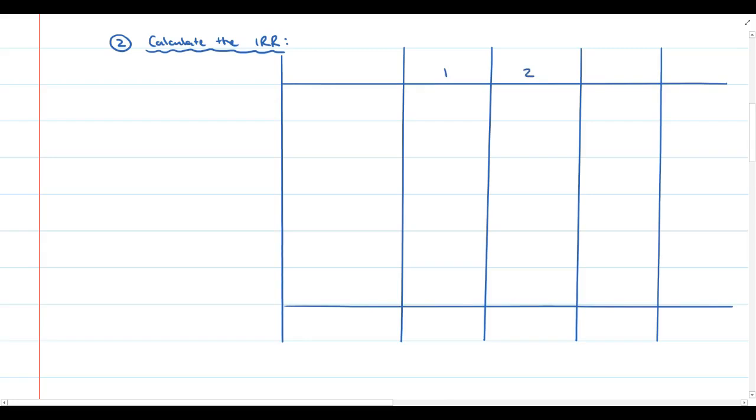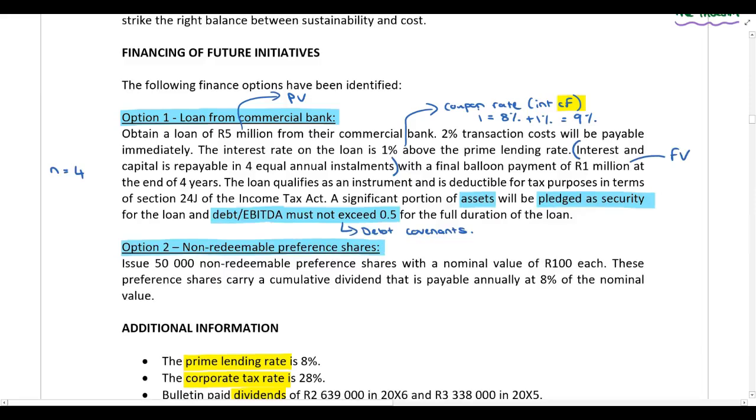All right, so we are dealing with a 4-year loan, so you need a column for each of those years, and you always need a column for the beginning of year 1, or in other words, column 0. So let's input all of the cash flows onto this table. First, when they enter into the loan, they're going to have an inflow of 5 million rand. Then we have transaction costs. 2% transaction costs will be payable immediately, so at the beginning of year 1, also in column 0.